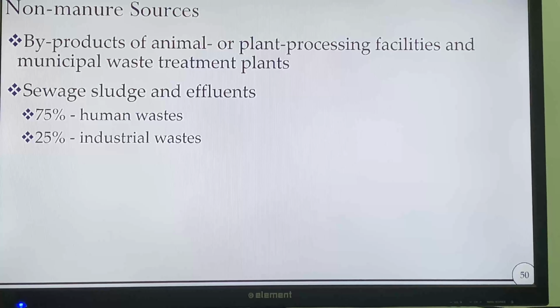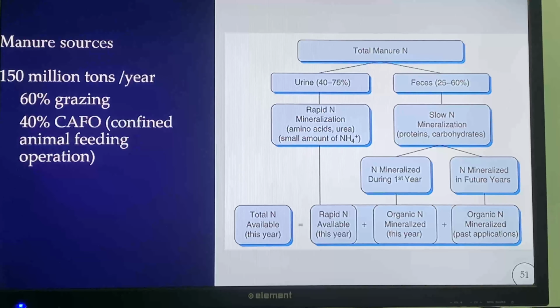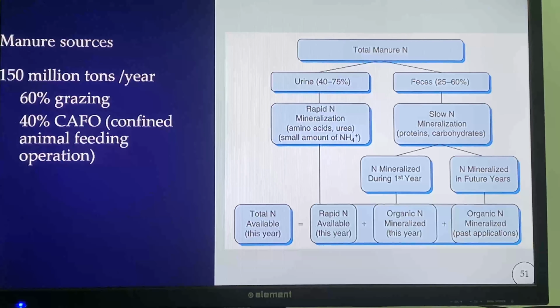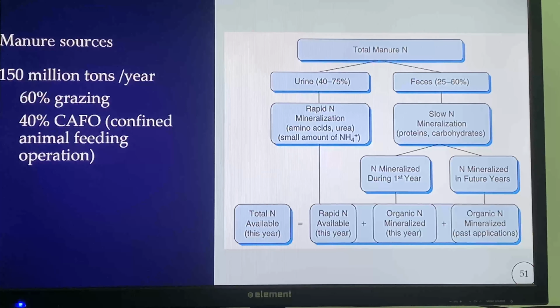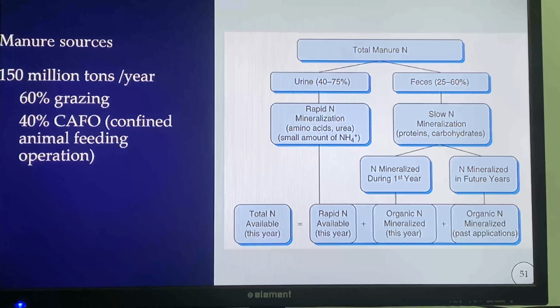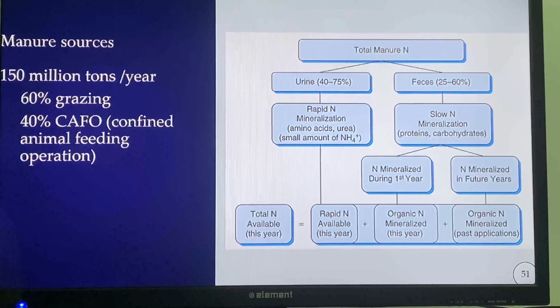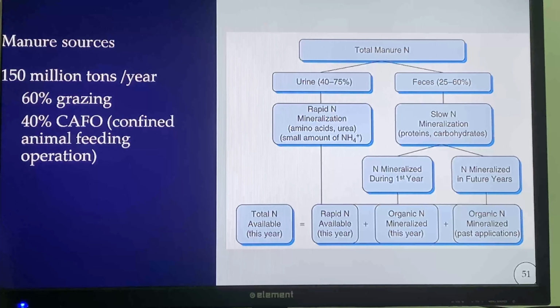And then we have our biosolids, where we're producing 10 million tons per year, and that is processed prior to applying that on the land. So for our manure sources, we're producing about 150 million tons per year. About half of that, a little less than half of that, is coming from our confined animal feeding operations, because we have to have something to do with all of that waste. So what we're trying to do is figure out ways to apply that.